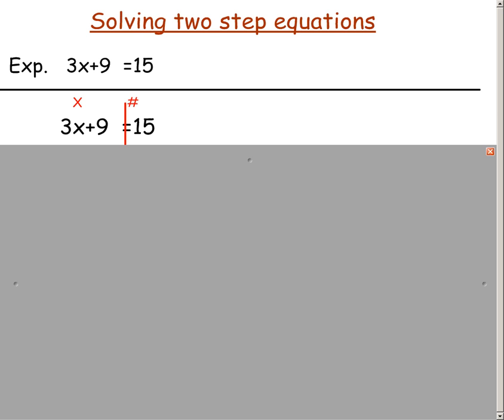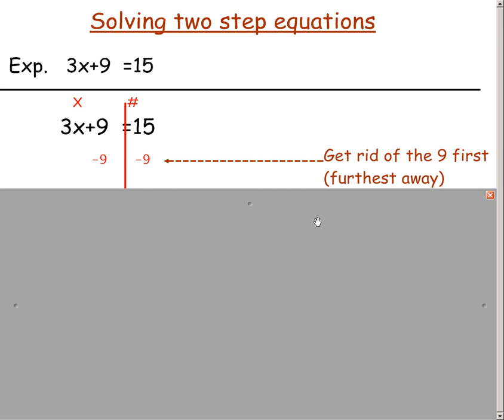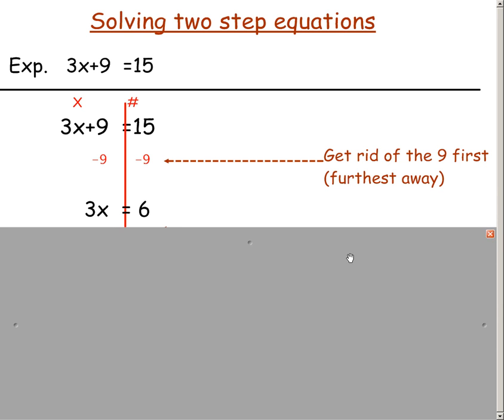So when I'm looking at an equation like this, the first thing I want to do is get rid of the number that's farthest away from the x. In this case, it's 9. So to solve, I have to get the opposite of the plus sign, which is to subtract 9 from both sides. Once I do that, I work my way down and I get 3x on the left-hand side and 15 minus 9 is 6 on the right-hand side.